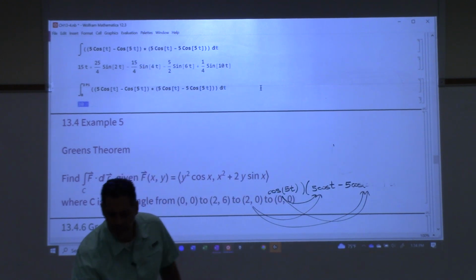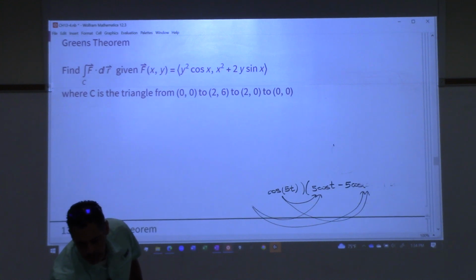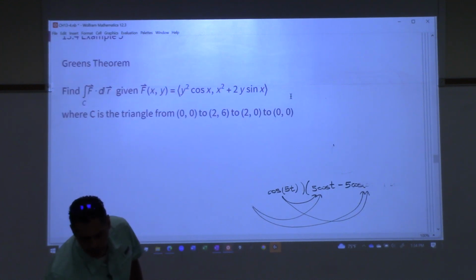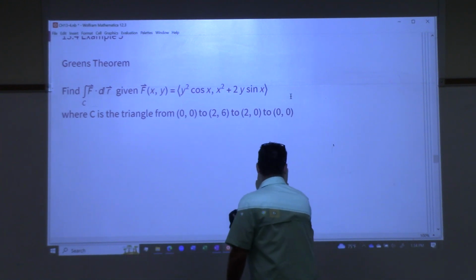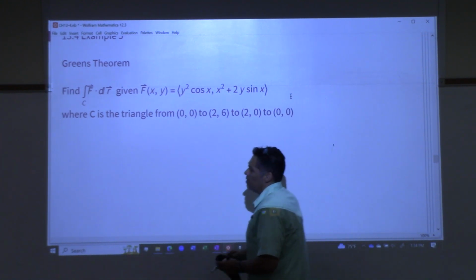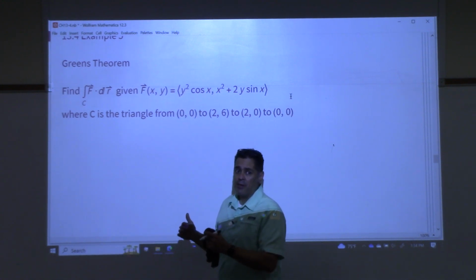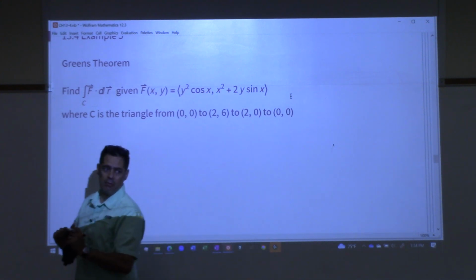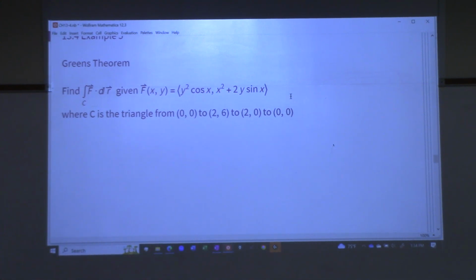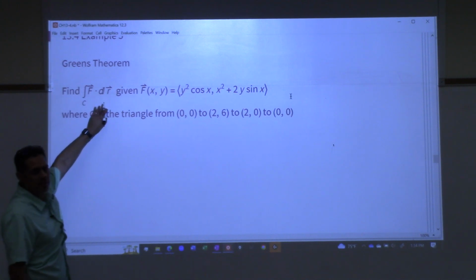Take a look at this. So remember, Green's theorem applies both ways, right? You can go from a line integral to a double integral. And then if you're talking about areas, you can go from a double integral to a line integral. This one, I'm asking you to find the integral of F dot dr. This is what I started class with, something like this. It's just a different example.